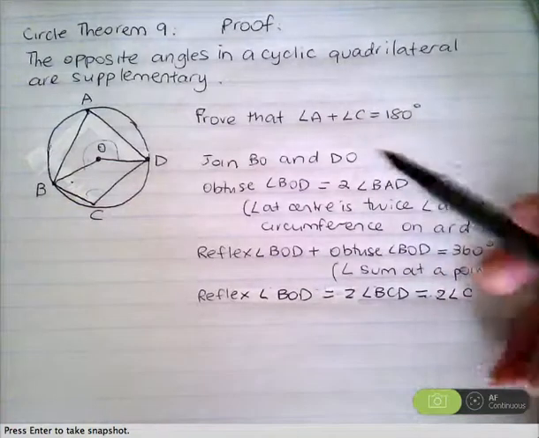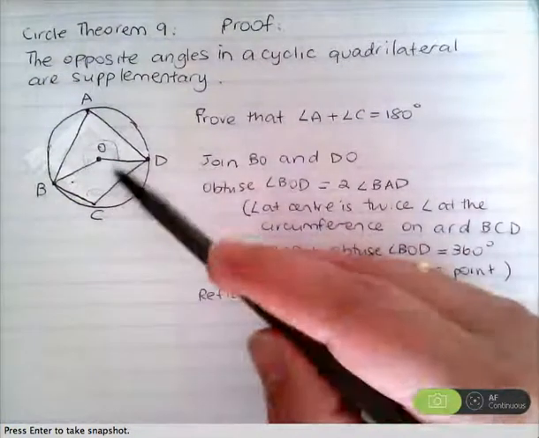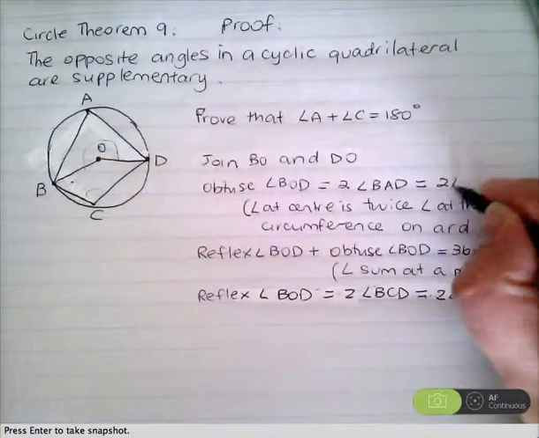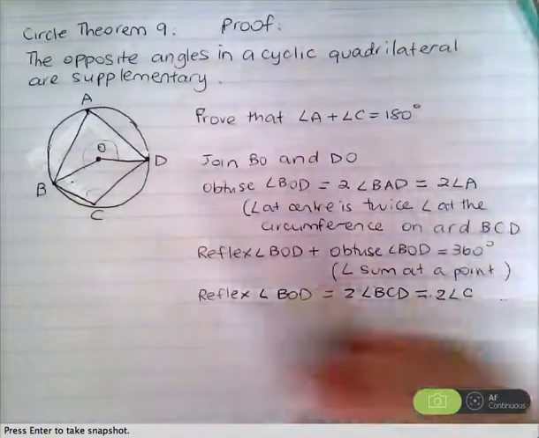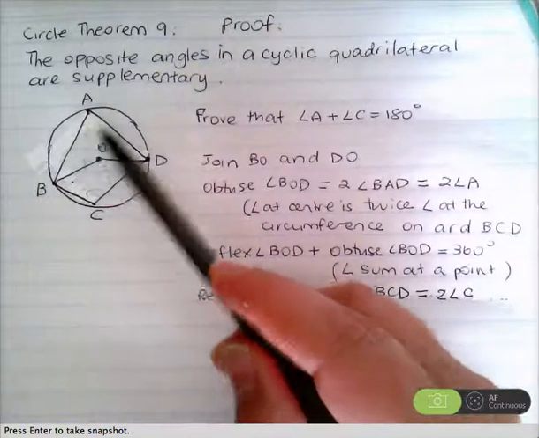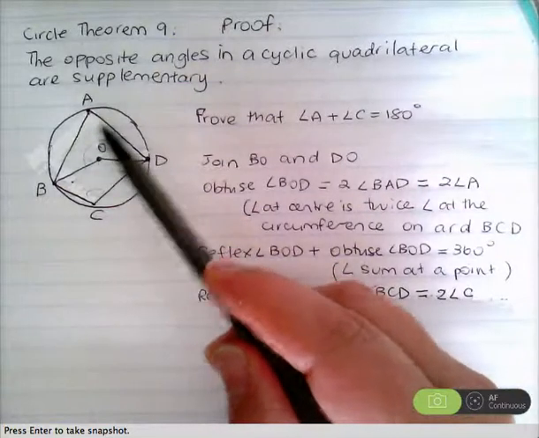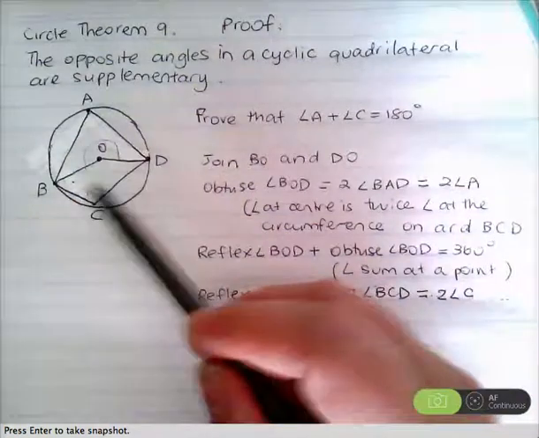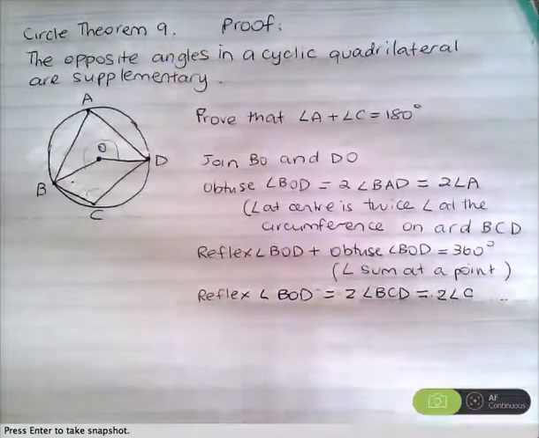And up here, where I've got obtuse angle BOD is 2 times angle BAD, I'm just going to say, well, that's really 2 times angle A. Okay, because there is no ambiguity as to what angle A is, because there's only one angle at A, and there's also no ambiguity for what angle C is, because there's only one angle at C.